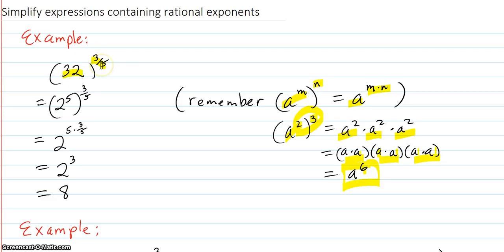32 to the 3/5. 32 is 2 to the 5th. You have to know something about that. 2 to the 4th is 16. 2 to the 5th is 32. 2 to the 3rd is 8. 2 to the 5th is 32. And then you have a 3/5 out there. So you multiply these together. I showed this step, but you really wouldn't have to do that step right there. You could skip to this step, because 5 times 3/5 is just 3, so 2 to the 3rd, and so that's 8.